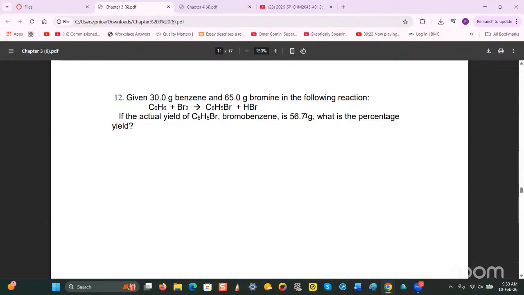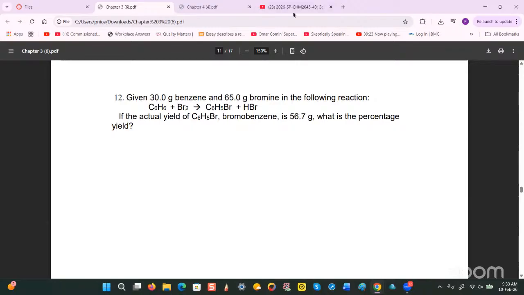The actual yield, as the term suggests, is the amount of product that you get if you did the experiment and you isolate the product and you weigh it. That would be the actual yield, right? The theoretical yield is basically the amount that you would expect based on the amounts of reactants involved in the reaction, right? So that's what we have to calculate first in this particular case.